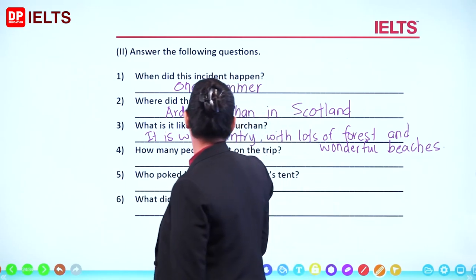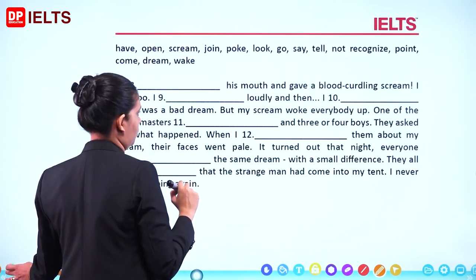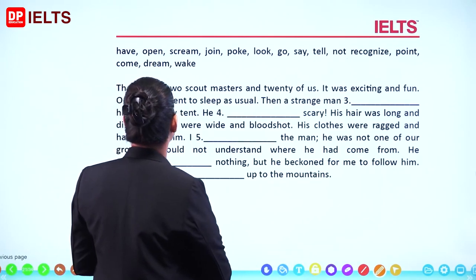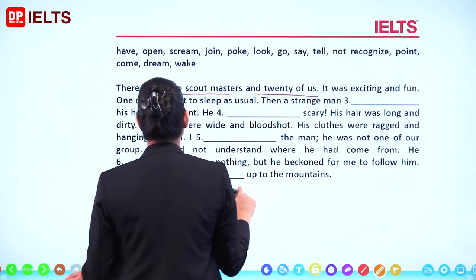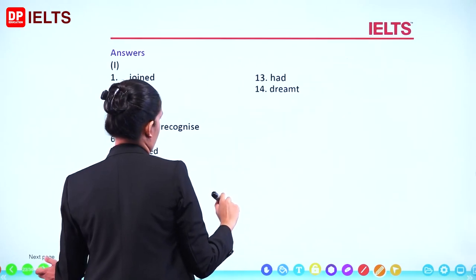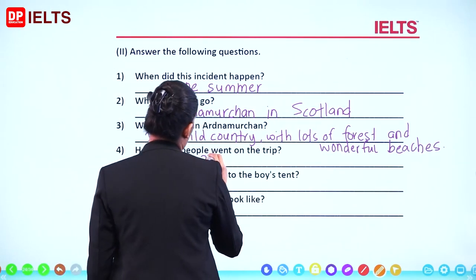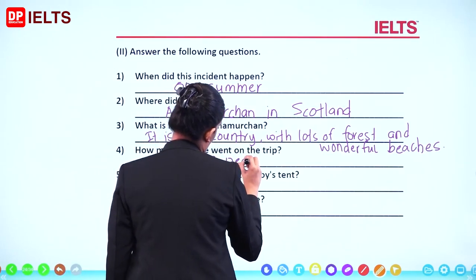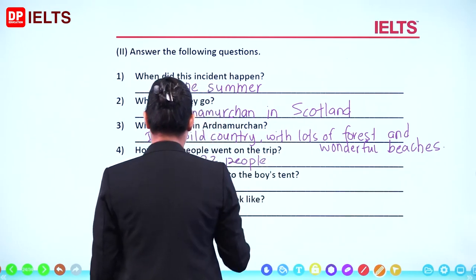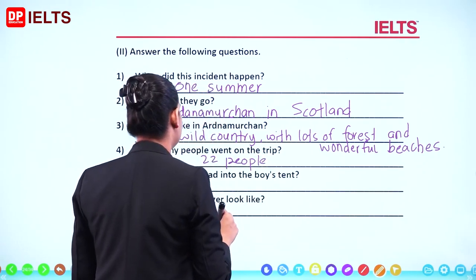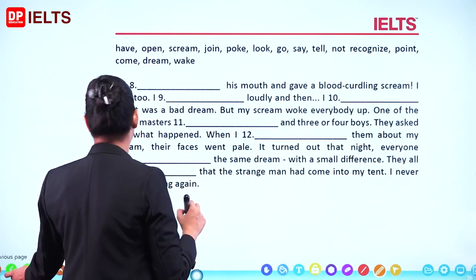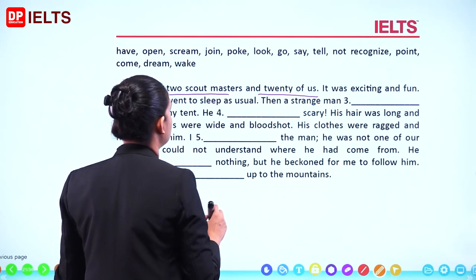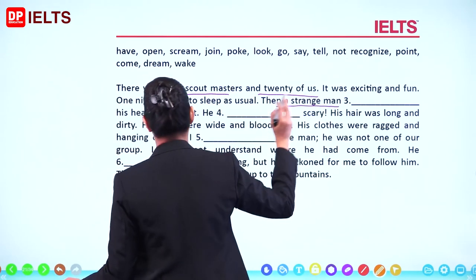How many people went on the trip? So it was two scoutmasters and 20 of us, so 22 people. Okay, so 22 people. Who poked his head into the boy's tent? A man. Okay, a strange man.